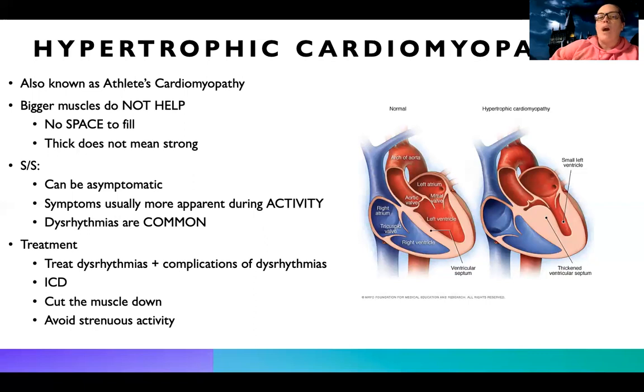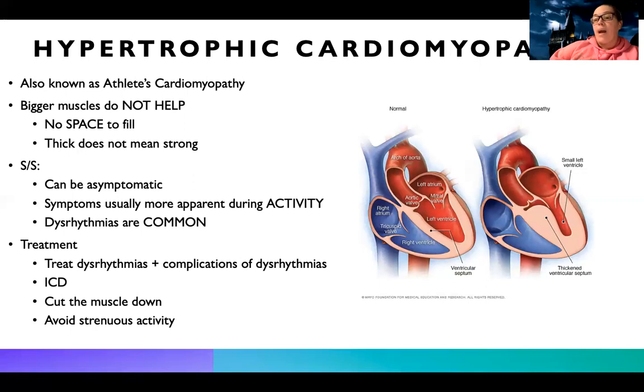Hypertrophic cardiomyopathy is also commonly known as athlete's cardiomyopathy. So you've probably heard of young athletes who have sudden cardiac death, like they're running a marathon or running track for their middle or high school and they just pass out or they die, which is horrible. A lot of times the cause is this congenital hypertrophic cardiomyopathy. And they don't know it because they're an athlete and they think they're in shape. A lot of times these patients are asymptomatic. But usually, if they're going to have symptoms, it's going to appear during activity.